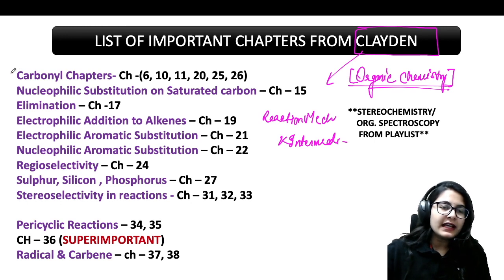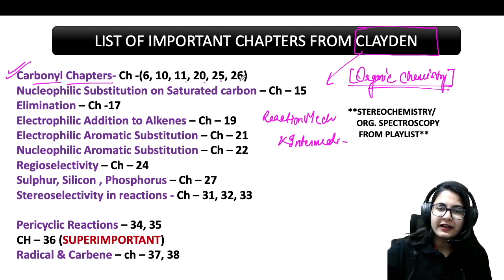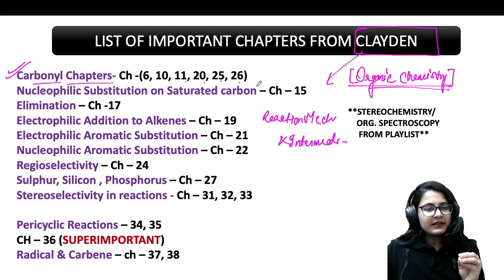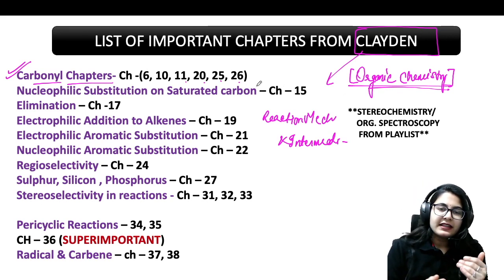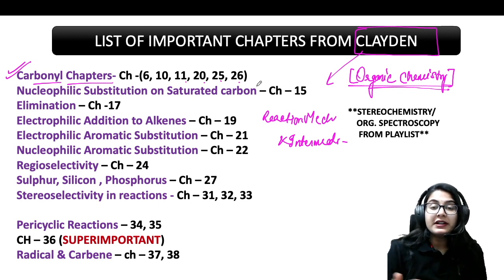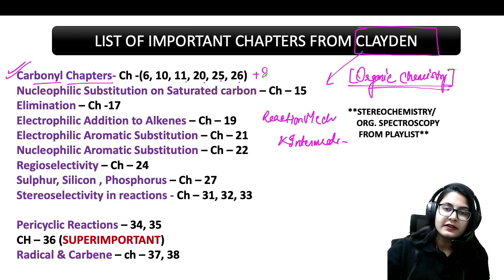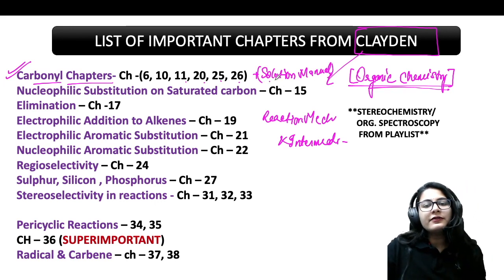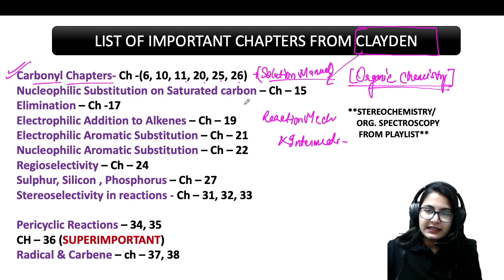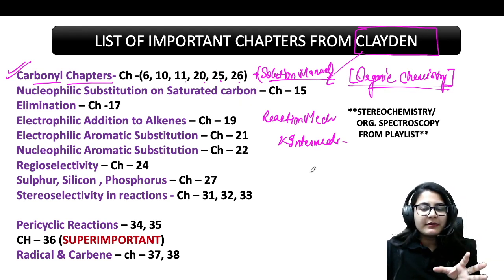So first of all, guys, from the very basic carbonyl chapters, chapter numbers 6, 10, 11, 20, 25, and 26, all of these chapters are based on your carbonyl compounds, right? And their reactivity, they are hugely important. Along with studying from Clayden, you are going to solve questions from the solution manual. There is one more important thing. If you are studying Clayden for the first time, then you might have to study these chapters, and that is why I have made this easy for you.